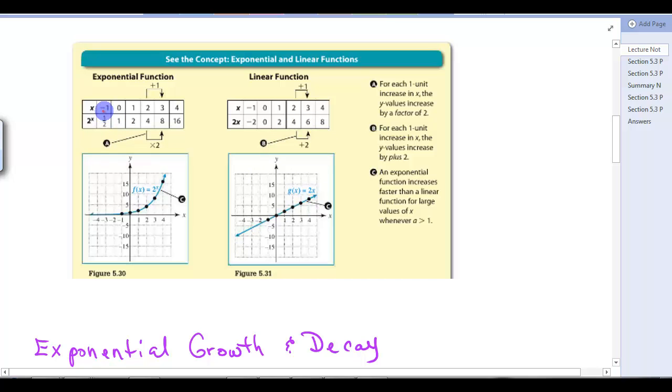In an exponential function up here, we're increasing by 1 for the x, but what happens down here, because this is 2 to the x? That's the difference. This one is 2 to the x. This is 2 times x. And so these increase by a factor of 2. 2 times 1 is 2. 2 times 2 is 4. 2 times 4 is 8, etc. And that's what this looks like. Totally different than a linear equation. An exponential function increases faster than a linear function for large values of x. So it really starts increasing.